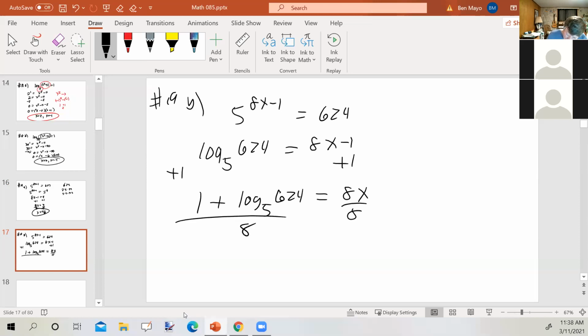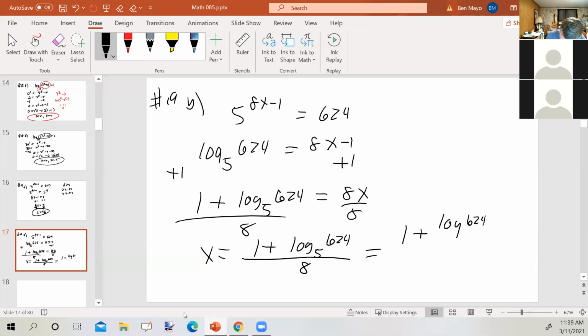Then I'm going to divide everybody by 8. So I've got x equals 1 plus the log base 5 of 624, the whole thing over 8. Now, I'm going to use the change of base, and that's going to give me 1 plus the log of 624 over the log of 5, the whole thing divided by 8. And I believe that we could put that into our calculator. That would be the exact answer as it is right there. Any questions about that? That one's kind of tricky.